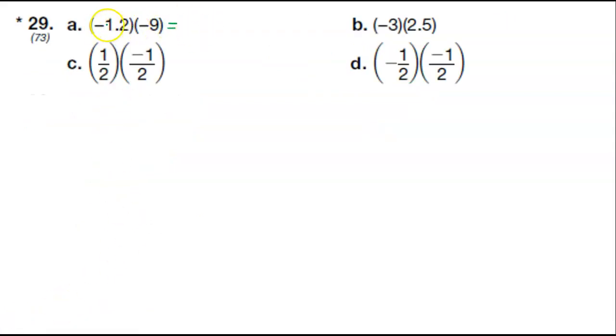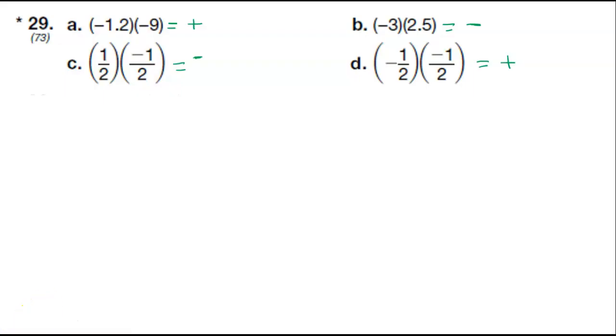This is multiply, so it's a negative times a negative, which is going to be a positive. This is multiply, it's a negative times a positive, which is a negative. This is a negative times a positive, which is a negative, that's multiply. All of these are multiply. Negative times a negative gives you a positive. Oh, and that's it. All right, let me know if you have any questions.